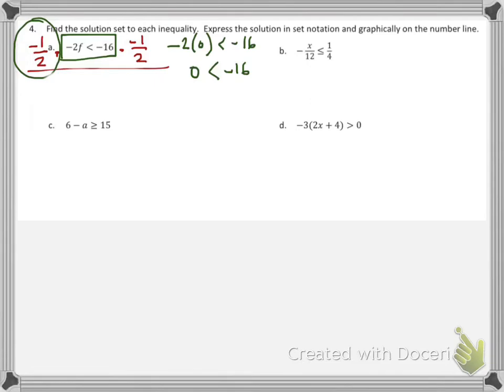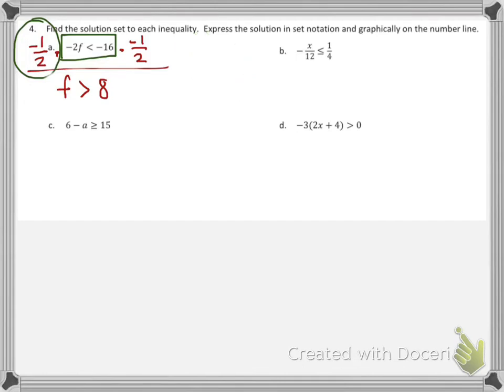Negative 1 times a negative 2 is a positive 2 over 2, which is a positive 1f, which is what we want. We just want to get the f all by itself. But when I multiply by a negative, it changes my symbol to its opposite. So instead of less than, now I have to talk about greater than because I multiplied by an opposite. And on the right side, that means I would still get 16 divided by 2, which is 8. So f is greater than 8, we think, will be the solution.